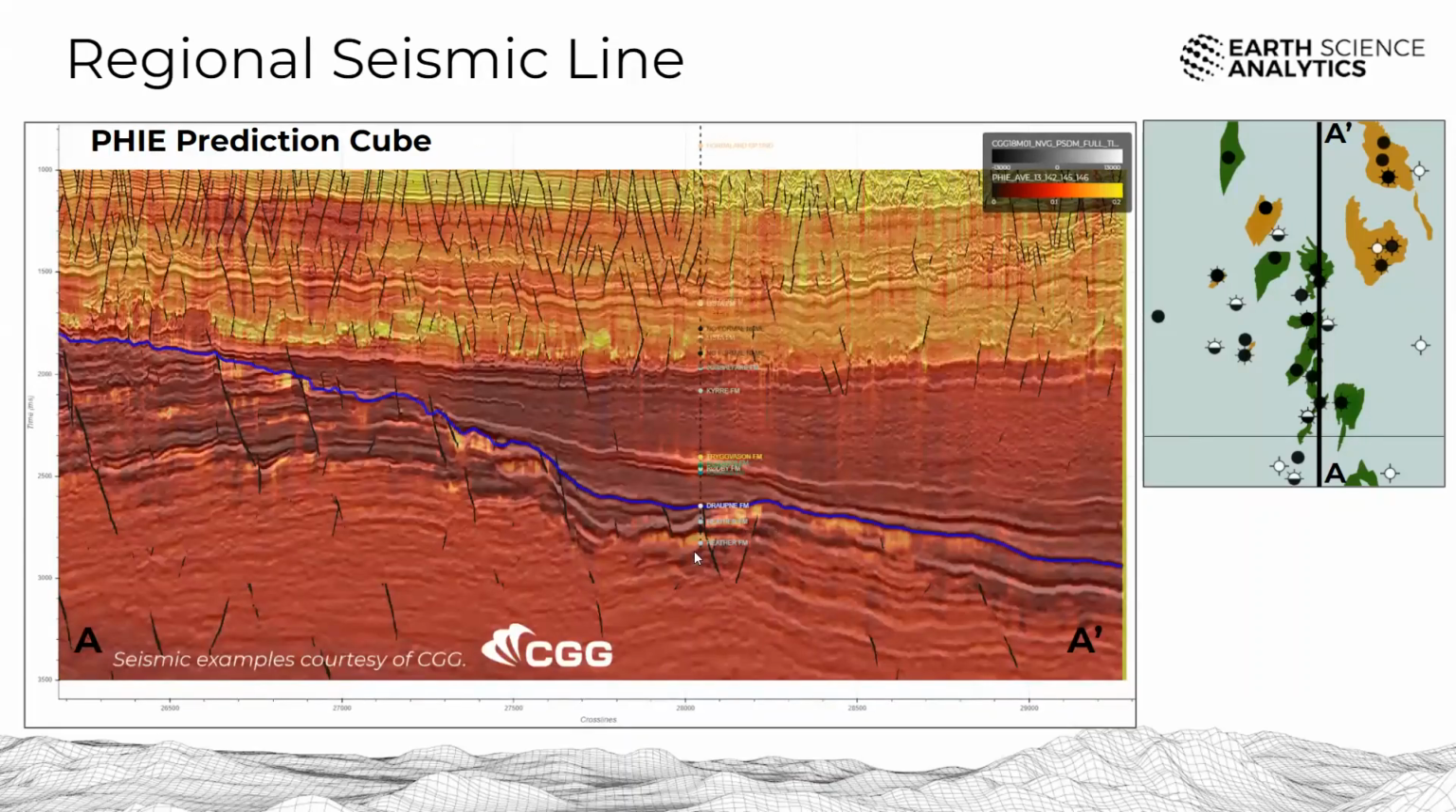Same seismic line, but the porosity cube. The lighter colours are higher porosities and the darker are lower porosities. So what we see here, just below the BCU, is higher porosities in the Upper Jurassic being predicted, and these coincide with our sand distribution.